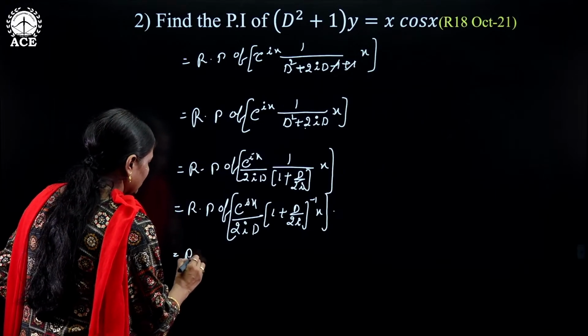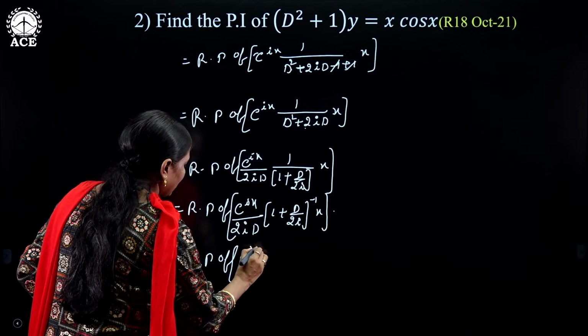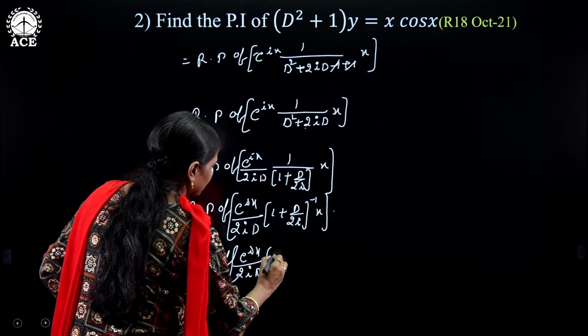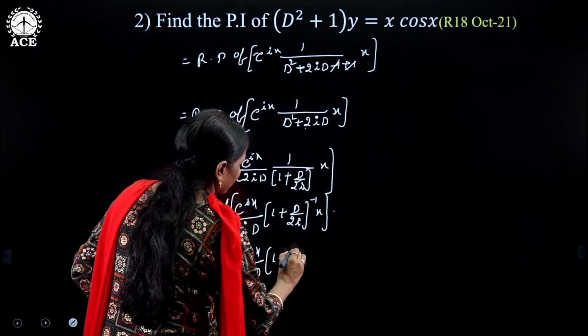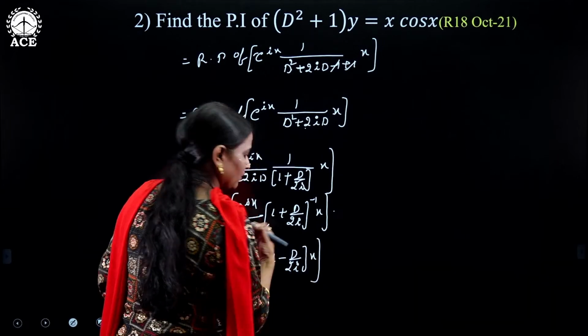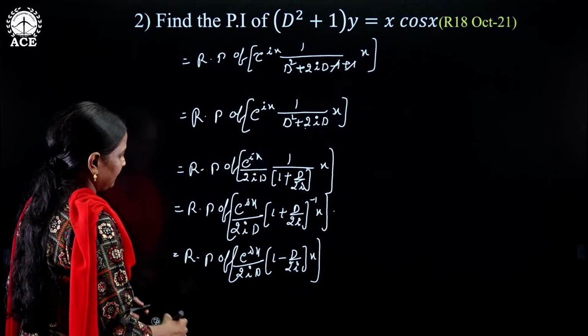So it is the real part of e to the power ix by 2iD into, just expand this, 1 minus D by 2i into x. Next, operate x with 1 minus D by 2i.